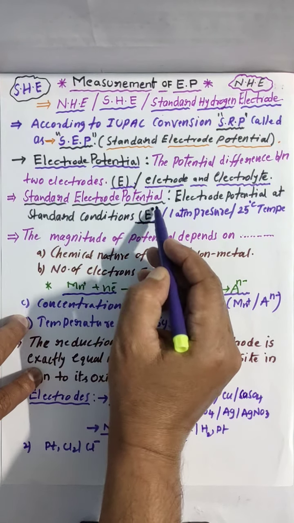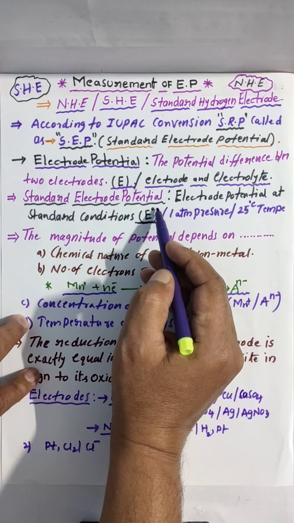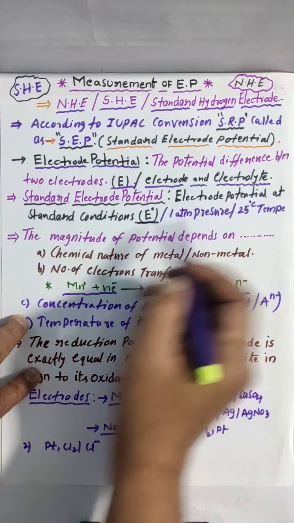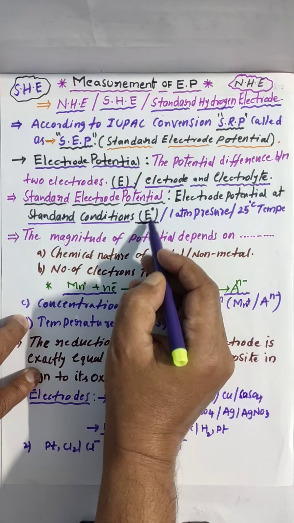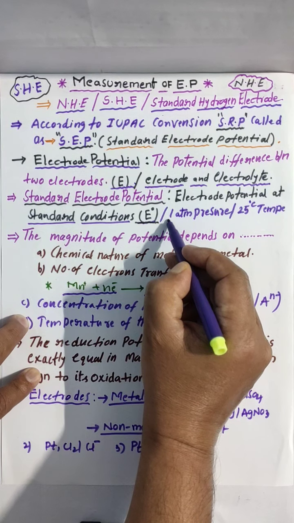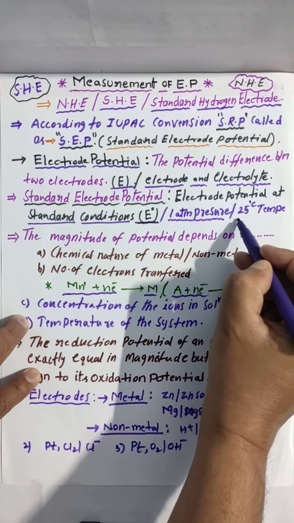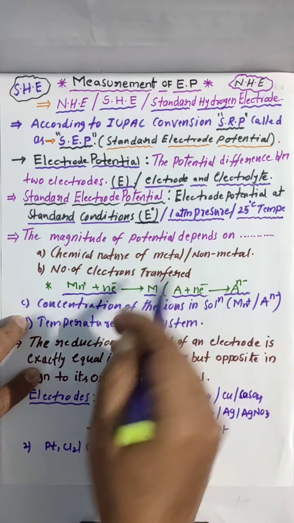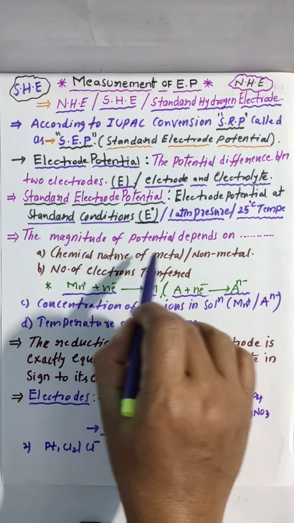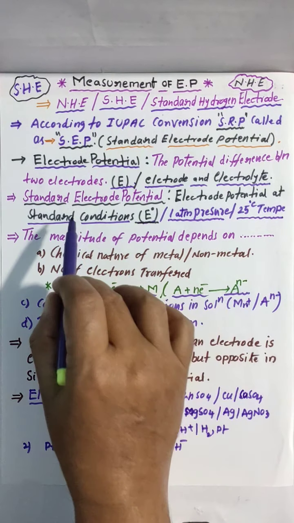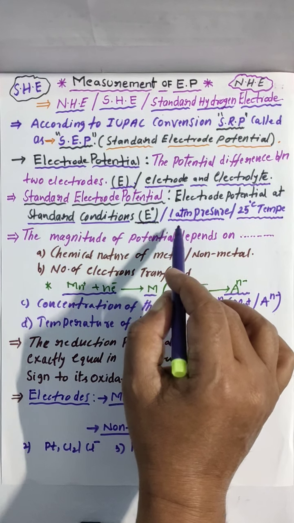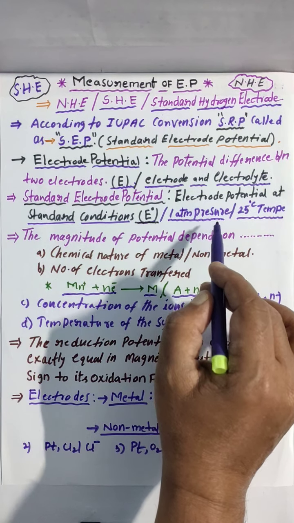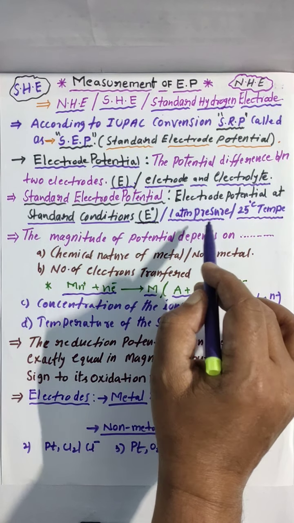Next, what is meant by standard electrode potential? It is the electrode potential at standard condition, which we show with E naught. What are the standard conditions? 1 atm pressure and 25 degrees Celsius temperature. So we are measuring the potential at standard condition, that's why we call it standard electrode potential, E naught. E and E naught are not the same.